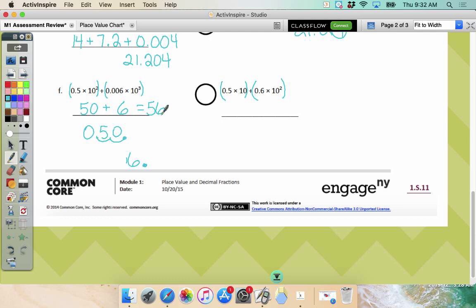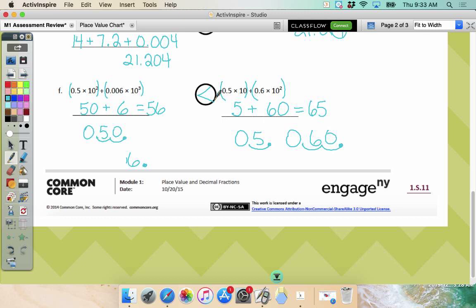Jaden, 5 tenths times 10. What's the answer? 5. Because I'm going to hop the decimal once to the right. And 6 tenths times 10 to the second power. Oziel, what do I need to do? To the right. How many times? 2. Good. So this gives me 60. So which one's larger? 65. Okay. So how do you feel about page 2?